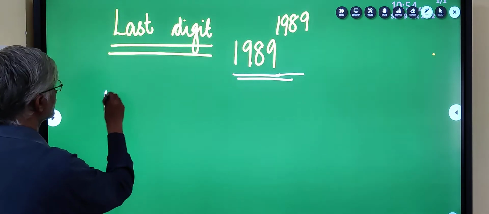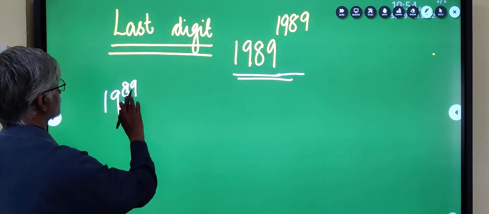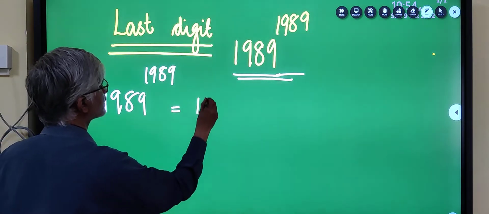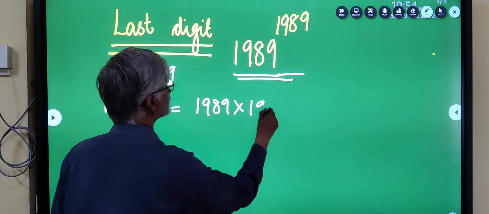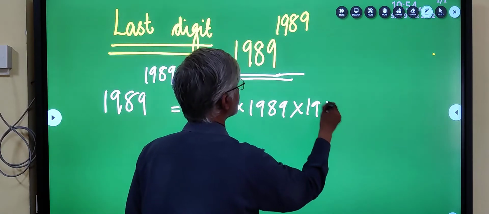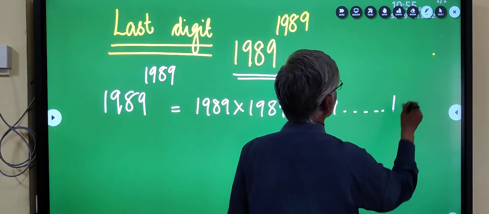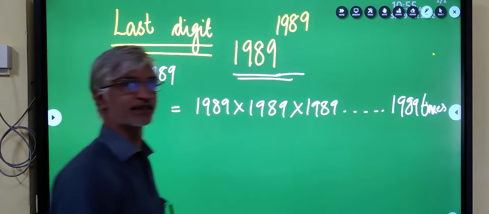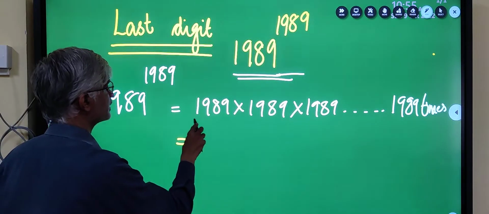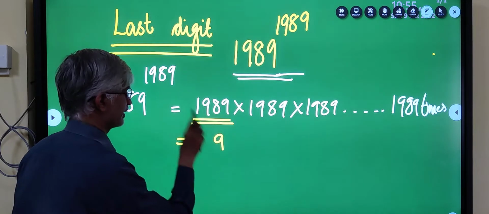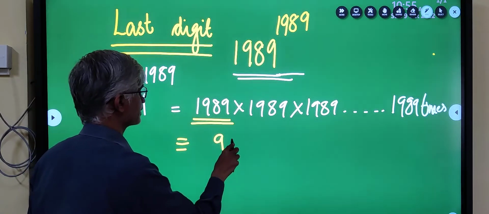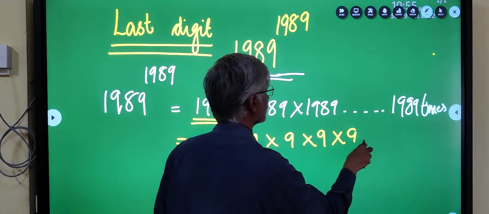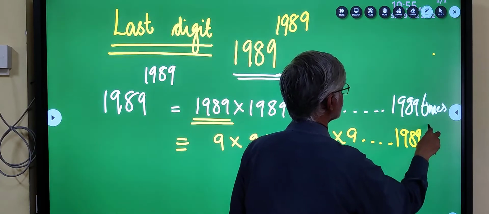So this number, 1989 raised to 1989, is nothing but 1989 multiplied by 1989 multiplied by 1989, 1989 times. Now we can multiply the remainders directly, and you can see that the remainder of this number when you divide by 10 is 9. So this is nothing but 9 into 9 into 9 into 9 into 9, 1989 times.